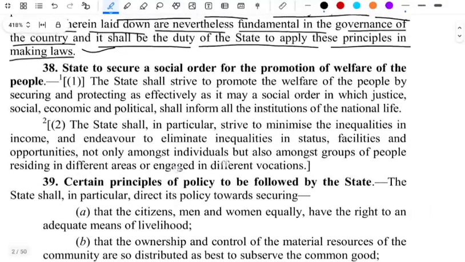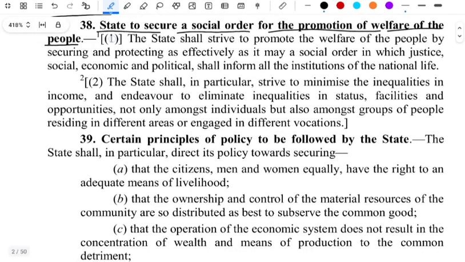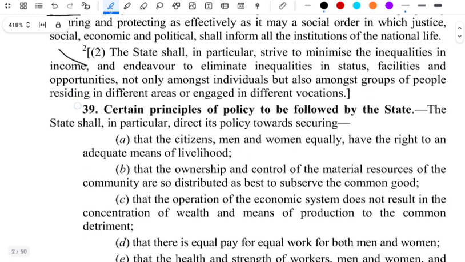Okay, next is Article 38, that says the State shall secure a social order for the promotion of the welfare of the people. So Article 38 says the State has to secure a social order for the promotion of the welfare of people. So you can read here. And next is Article 39, that says certain principles of policy to be followed by the State.